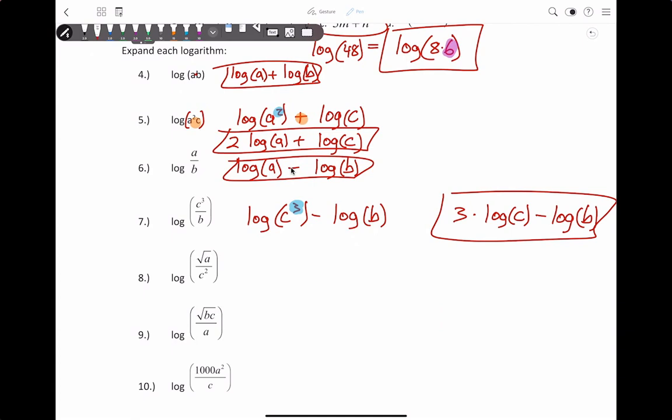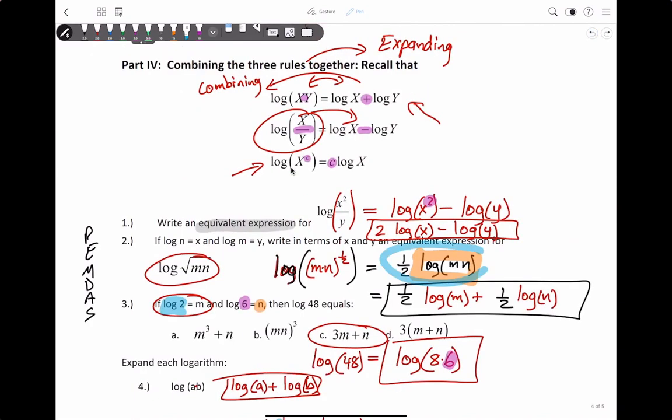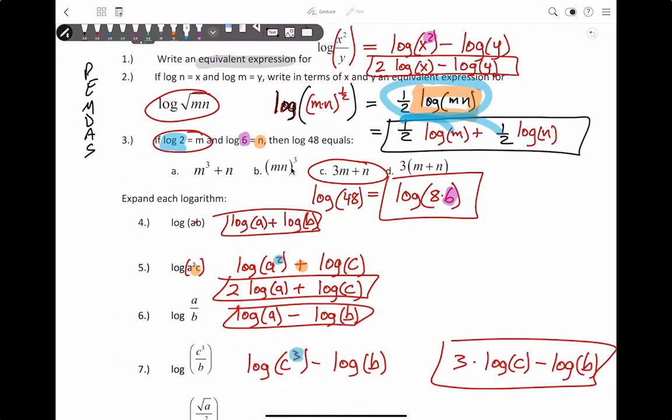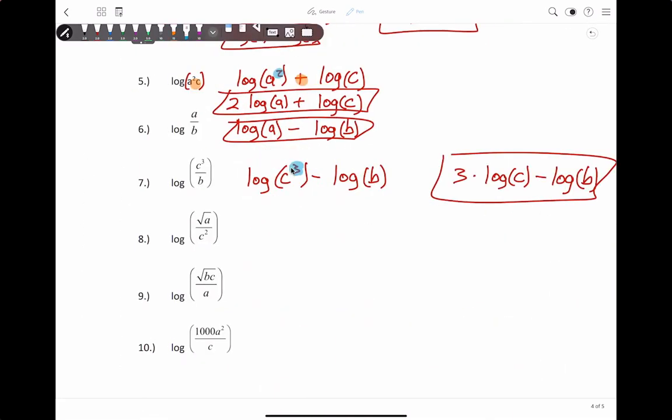Now, notice this multiplication is only to this log of c. It does not distribute over here because there aren't any parentheses going on here. Okay, so it's only attached to that log of c. That's different than what you saw up here. That would expand to both of them. Notice the difference. Again, this is all with practice and recognition of these little nuances between problems.